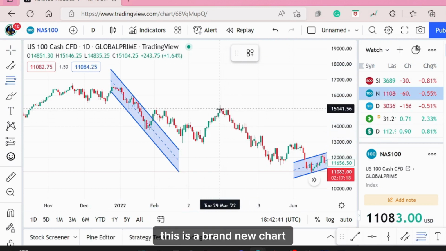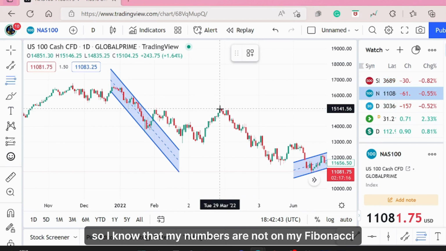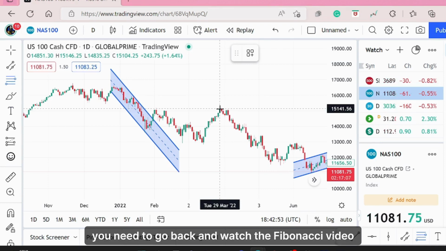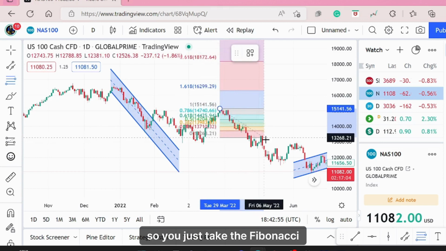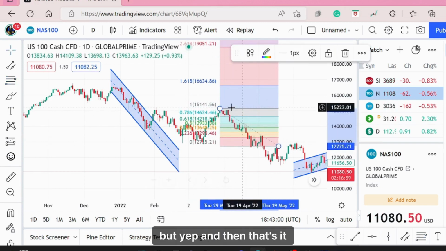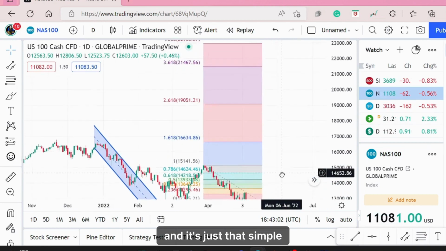This is a brand new chart, so I know that my numbers are not on my Fibonacci. I'm just showing you what I do with the tool. To get more into Fibonacci, you need to go back and watch the Fibonacci video. So you just take the Fibonacci, pull down. Okay, my numbers are saved, and then that's it. It's just that simple.